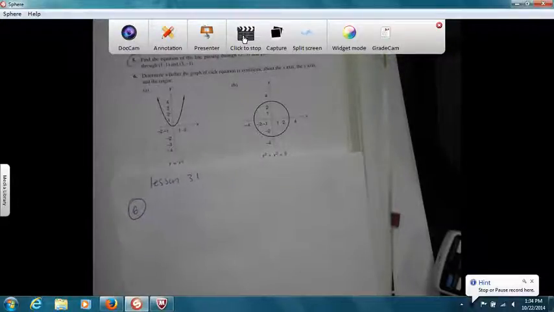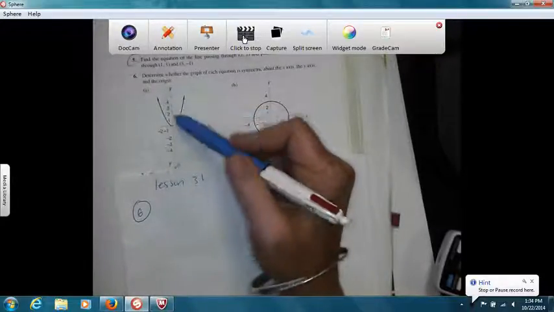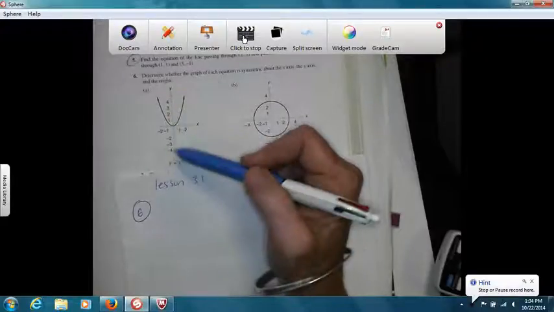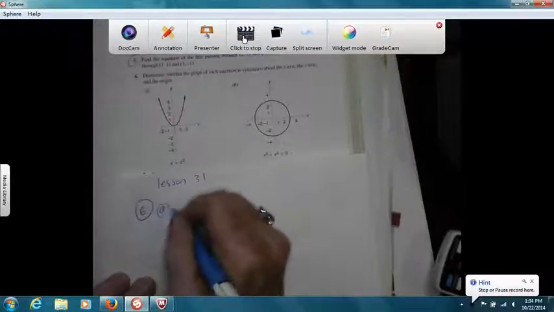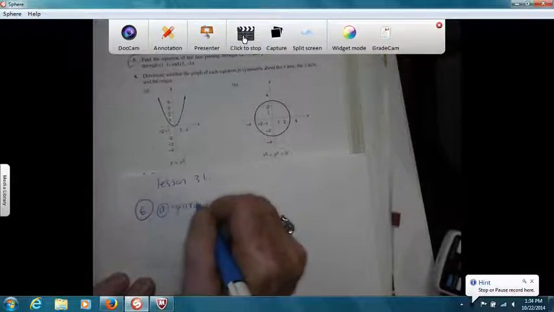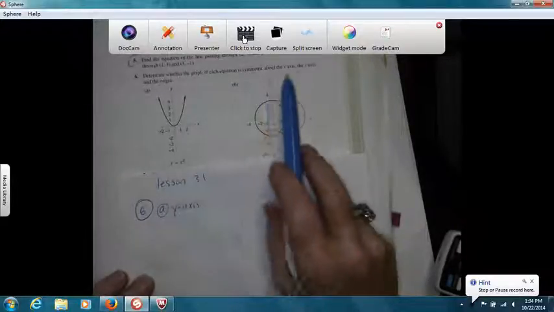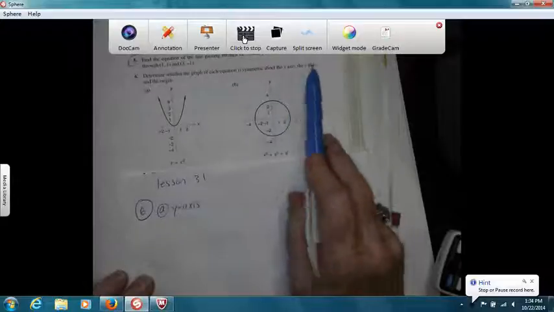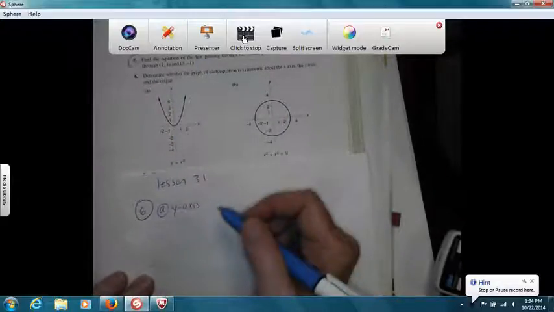No, so it looks different. It's symmetric about the y-axis, because if I folded it across, but not the x-axis. So I guess for 6 you would just say A, y-axis only, or just y-axis, because I have to say x-axis, y-axis, and origin. The only thing that A is, is the y-axis.